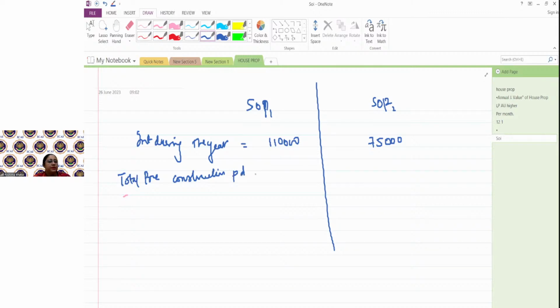Total pre-construction period interest is 3 lakh, so how much will be the total interest? 3 lakh divided by 5, 60,000, and 110, total 170. So you will say, ma'am, total 170 which is in the limit of 2 lakhs. So total interest allowed as deduction under section 24 clause B would be 170. Right? This is what you will say.